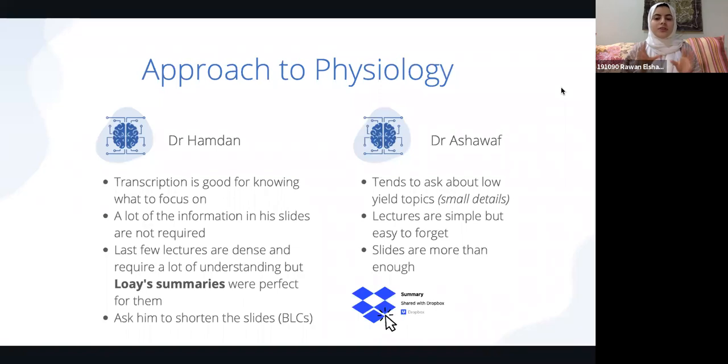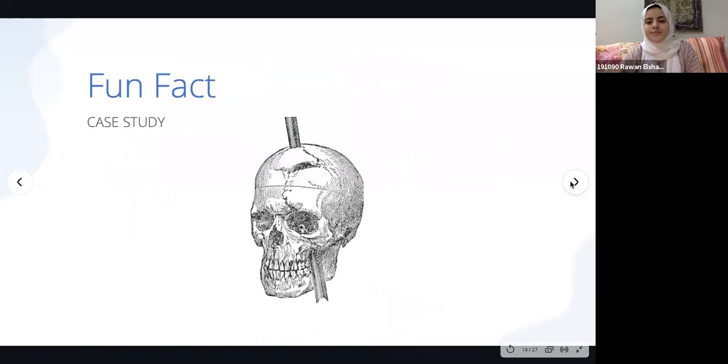The information in these three is a lot of understanding, it's not memorization. These summaries really helped us understand what's going on with the lecture, really get the information better, and made it easier. I definitely recommend them.